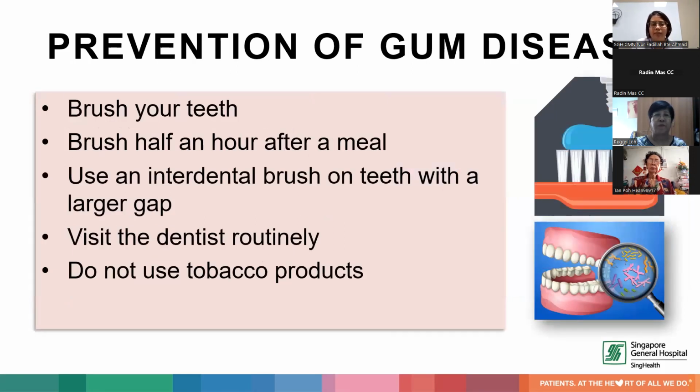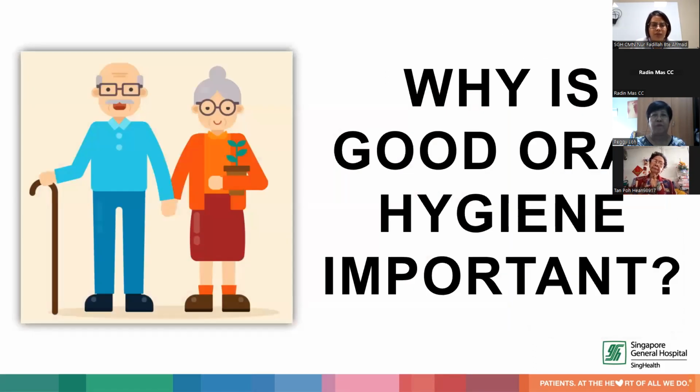So for preventing gum disease, as you know, plaque actually forms within hours, and effective removal of plaque can help to prevent gum disease. So what you need to do, you need to brush your teeth at least twice a day. Brush half an hour after meal. Use an interdental brush on teeth with a larger gap, and also you need to visit the dentist routinely, every 6 months for maintenance if your teeth are healthy. And do not use tobacco products. So next, I will pass to Amira.